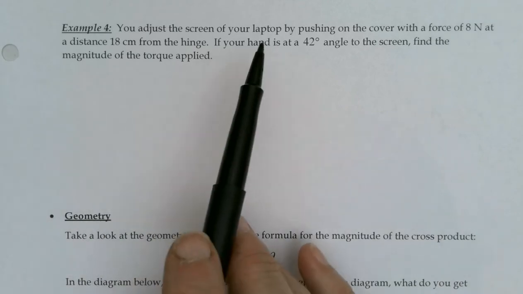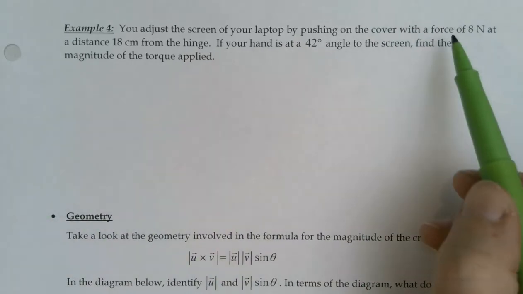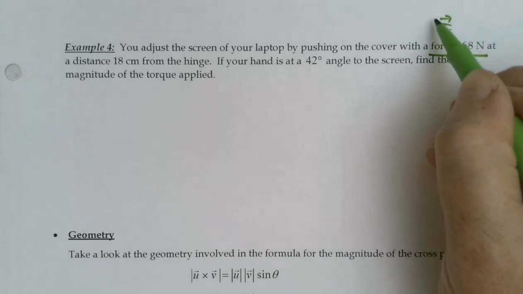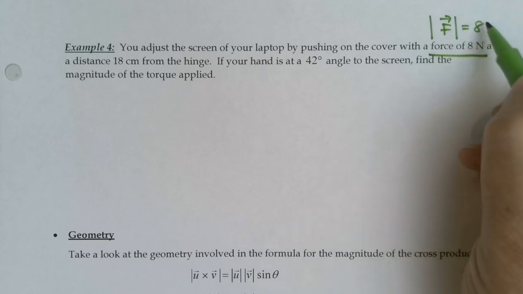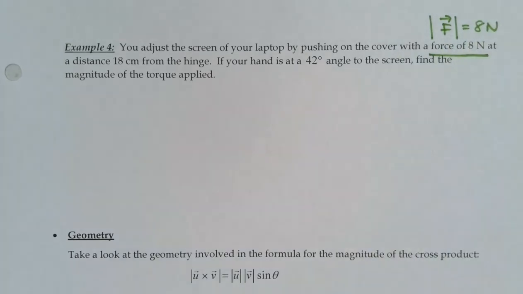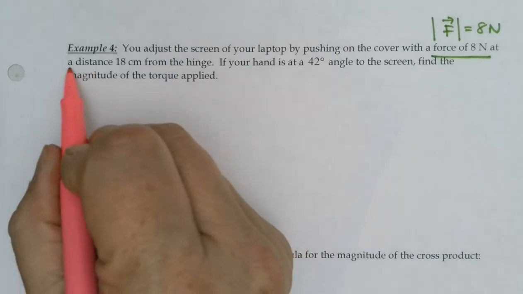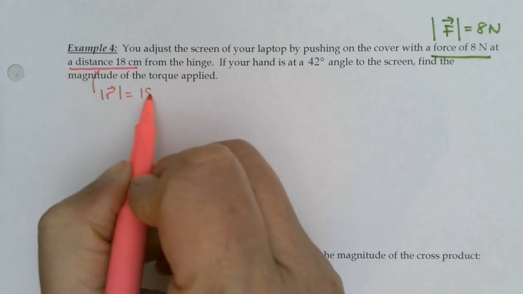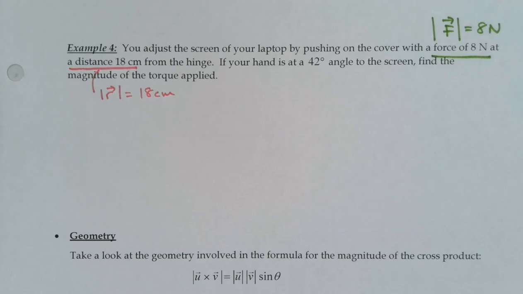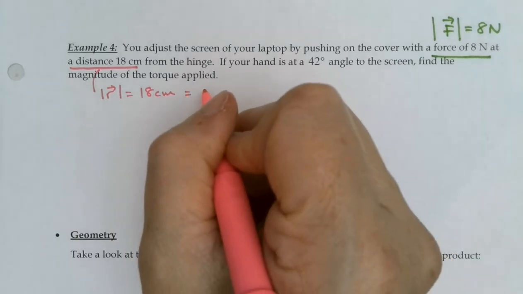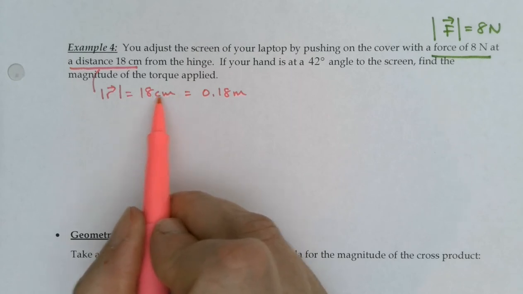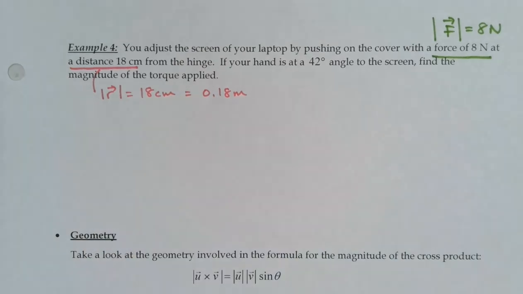Let's see here. If your hand is at 42, so they're telling us that a force, if you see this right here, there's your force vector. You know that the magnitude of it is 8 newtons. And then they're also telling you that you have a distance of 18 centimeters from the hinge. So the magnitude of r, the magnitude of your radius, is 18 centimeters, which would be 0.18 meters, because centimeters is per 100, a hundredth of a meter. So you'd move the decimal 2 spots over to get to meters.